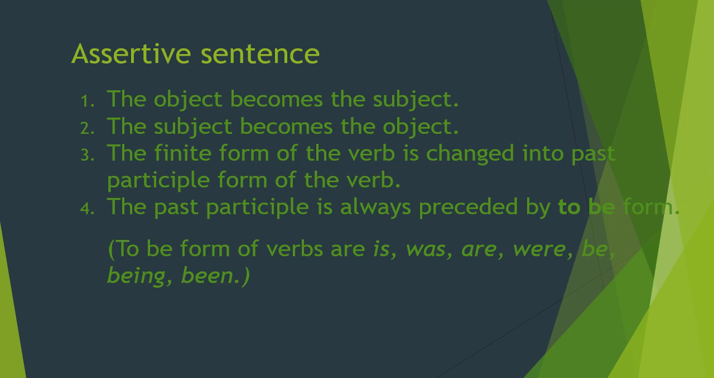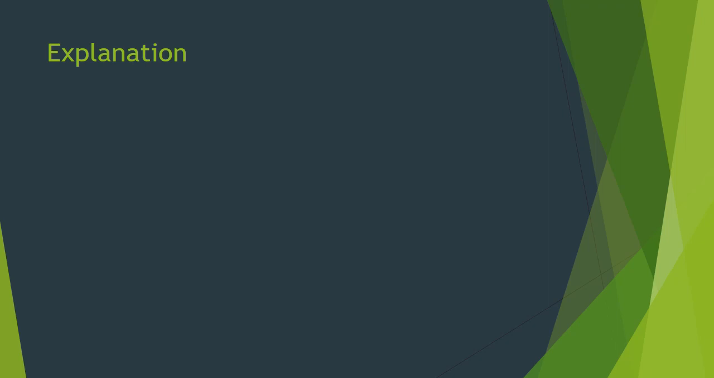According to the subject-verb agreement. Subject-verb agreement means if the subject is in singular, verb also will be in singular. If the subject is in plural, verb also will become plural. So it depends upon the subject which to be form is to be used in the passive voice. Now let us learn with the explanation how to change active voice to passive voice.